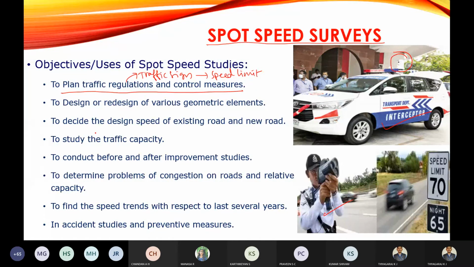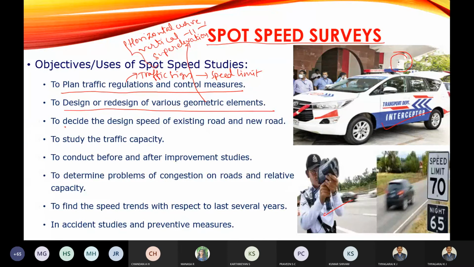Then to design or redesign various geometric elements. The geometric elements are the horizontal curve, then the vertical curve, then super elevation. So whenever we conduct this spot speed study, it will help to design or redesign these various geometric elements.